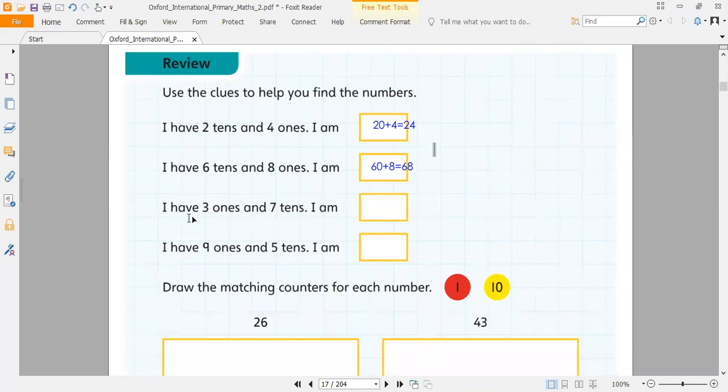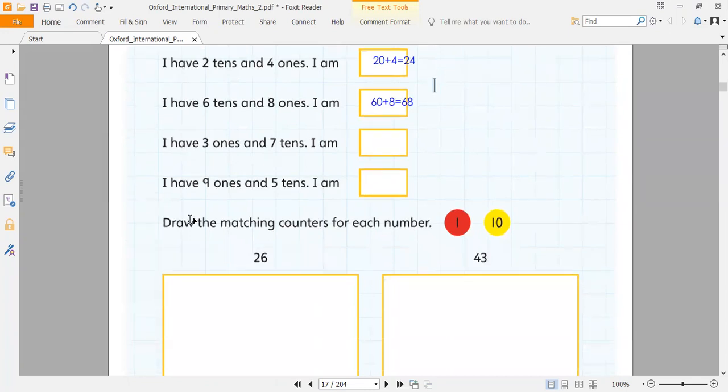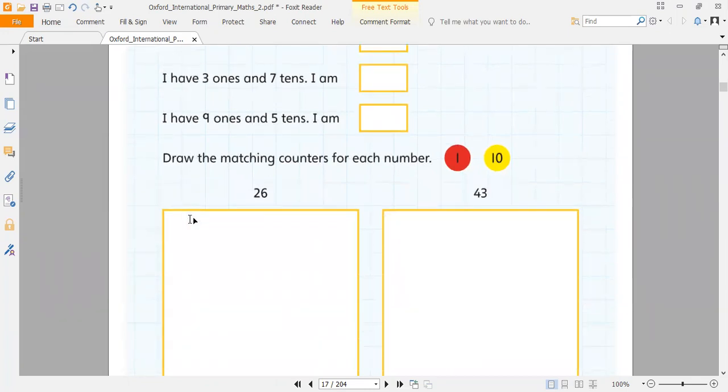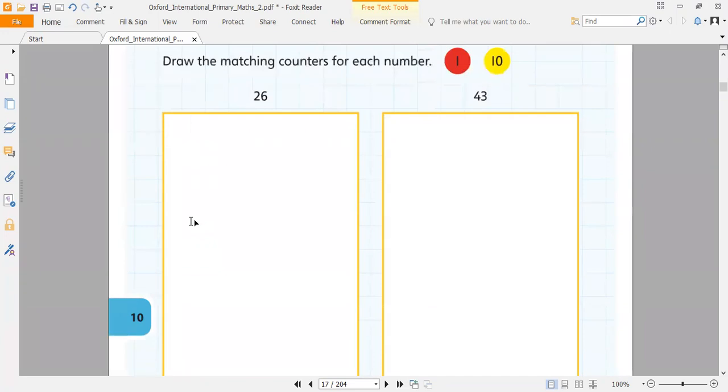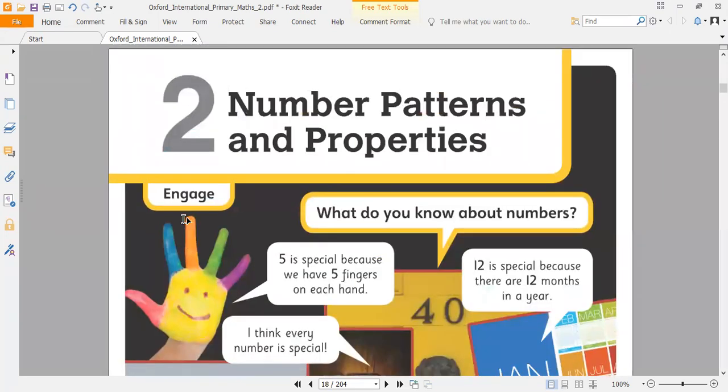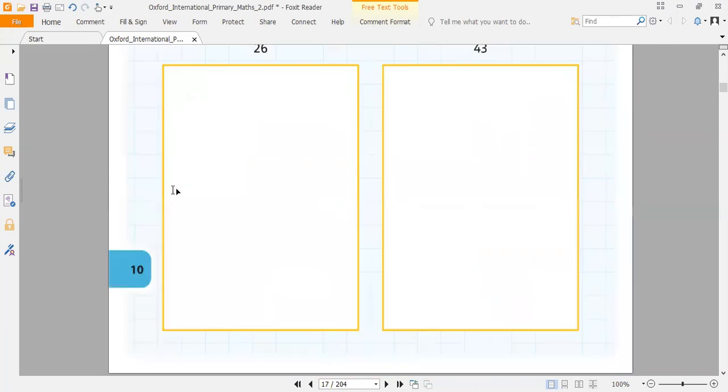Next, you can do it on your own: draw the counters for each number. So this is your homework also, and let's start our second chapter.